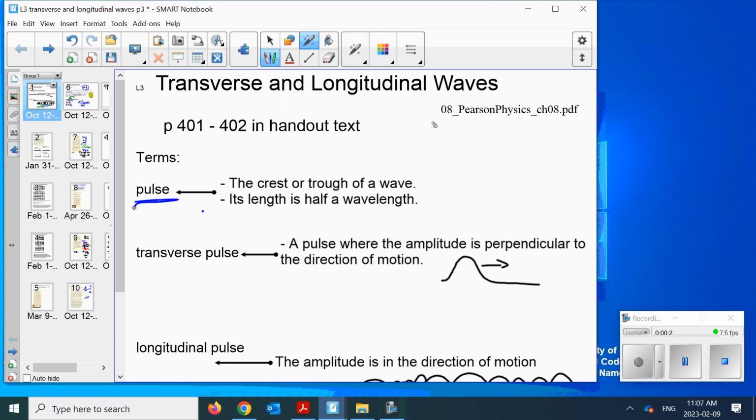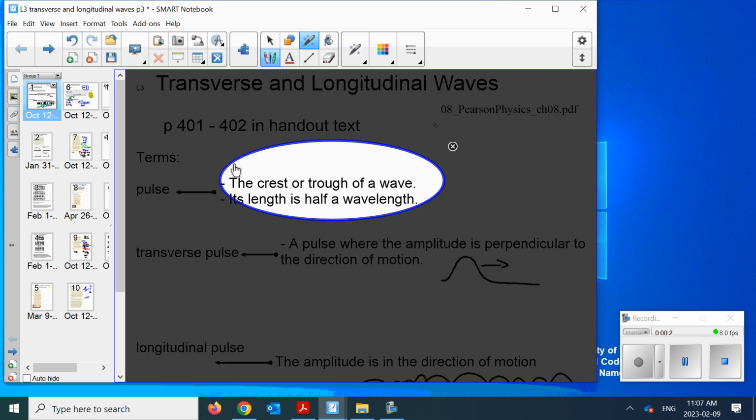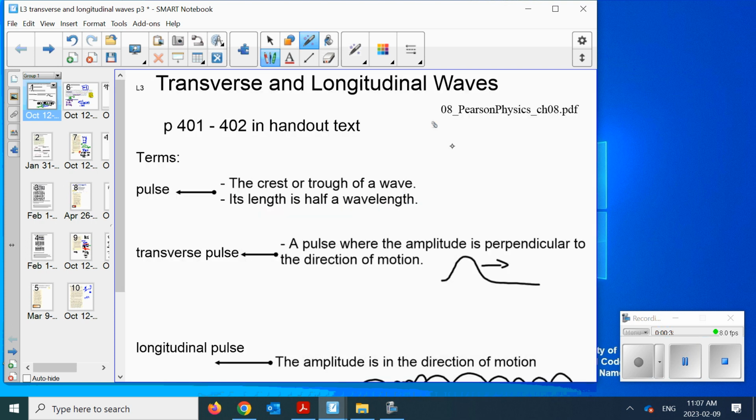First of all, pulse. A pulse is just one signal, kind of the crest or a trough of a wave. Half of a wave, like one hum or one stroke. A transverse pulse is when the amplitude is perpendicular to the direction of motion. So in this example here, I've got it going left to right. Perpendicular means 90 degrees. It bumps up or down. That's 90 degrees. That's perpendicular.